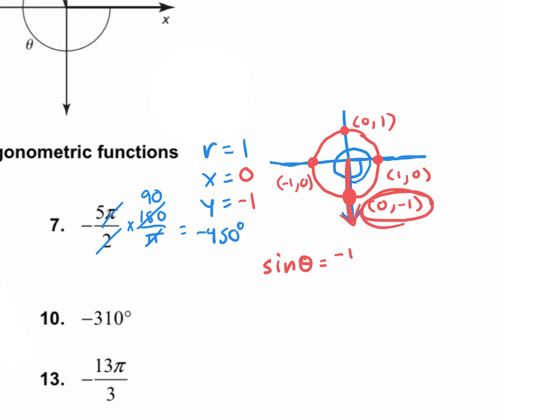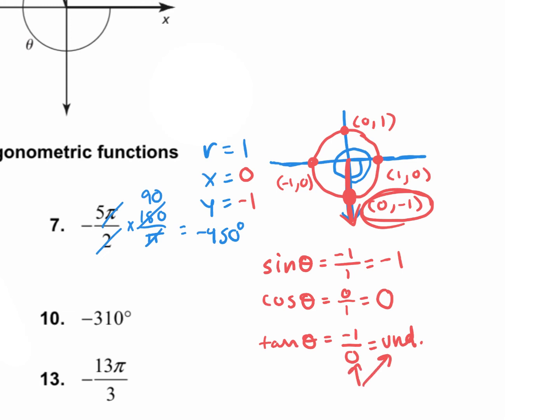Y over r. So negative 1 over 1. What does that simplify to? Negative 1. Cosine theta is what over what? X over r. So 0 over 1, which is 0. And then tangent is what over what? Y over x. So negative 1 over 0. What does that simplify to? Undefined. Anytime you get 0 on the bottom, it is undefined.